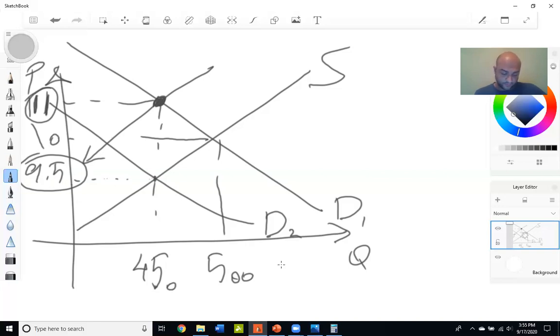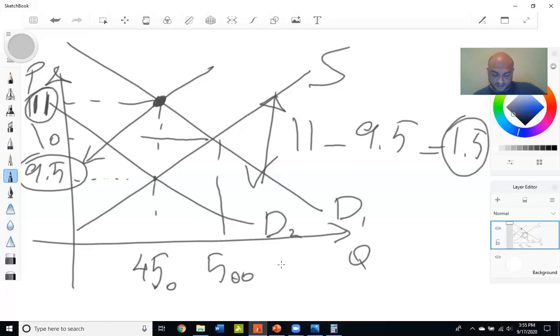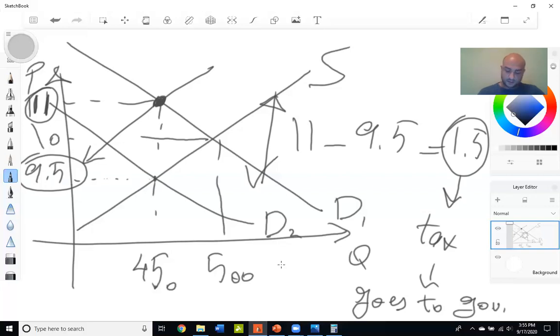but then 1.5, the difference between 11 and 9.5, this is the tax. The tax goes to government. This money is gone. It's not going back to the Pizza Hut. It's going to the government. What goes into the Pizza Hut pocket is this money, the intersection between the supply curve and the new demand curve.